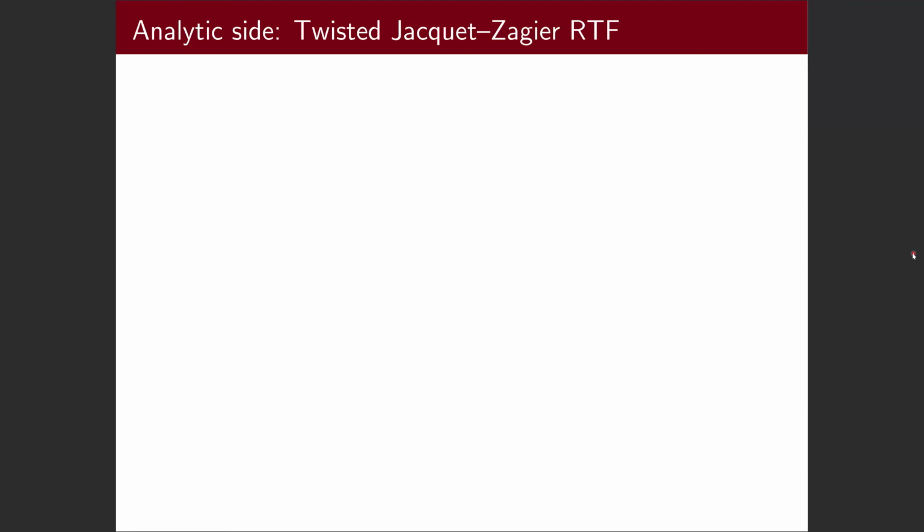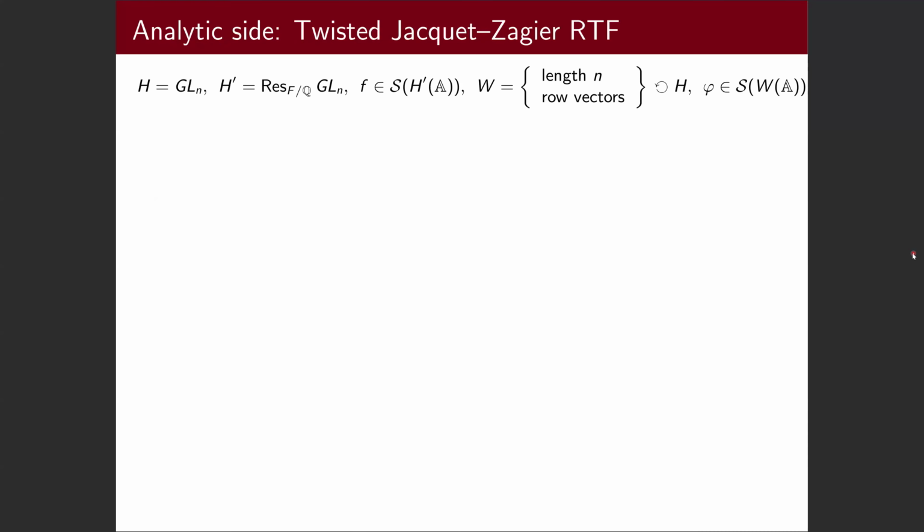Okay, so we consider a relative trace formula here, the right-hand side. Here's the setup. I'll consider the group H as just GL_N, and H' is GL_N over the quadratic field, so this is the Flicker-Rallis pair. f will be a test function on this big group, and I'll take W to be the space of length n row vectors, which has a right action by this group GL_N. I'll take phi to be another test function on this affine space.